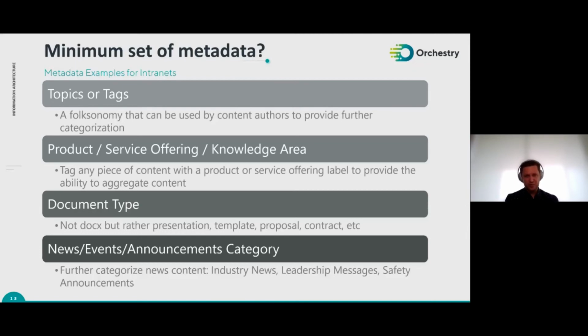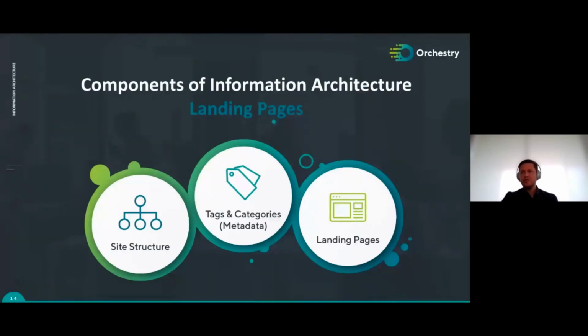Document type is frequently super important. When I talk about document type, it's not whether it's a docx file or a PDF file. Office 365 is going to give you that for free, but rather the type of content that it is: template, policy, proposal, contract, all of those types of things. And then the next thing, particularly around news and events, is announcement categories, to further categorize that news content. You might have different types of news, like industry news, leadership messages, safety announcements. There are a few ways that you can do that within Office 365. You can use metadata, or you can have a site which is designated as an authoritative site to provide those capabilities. So, that's news and metadata.